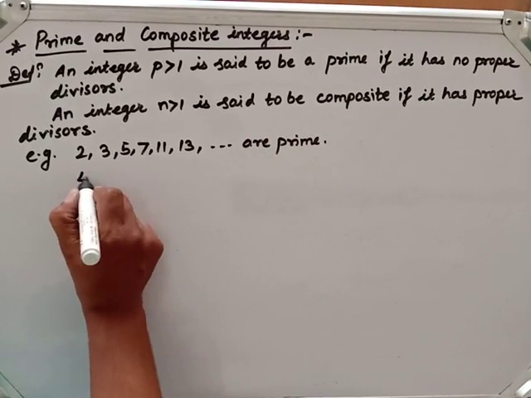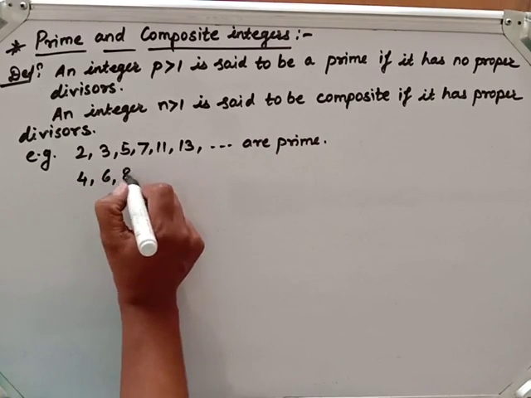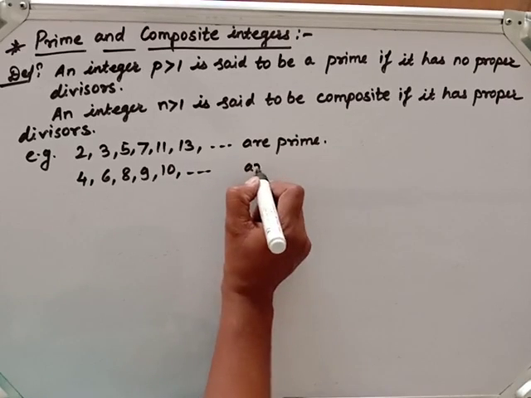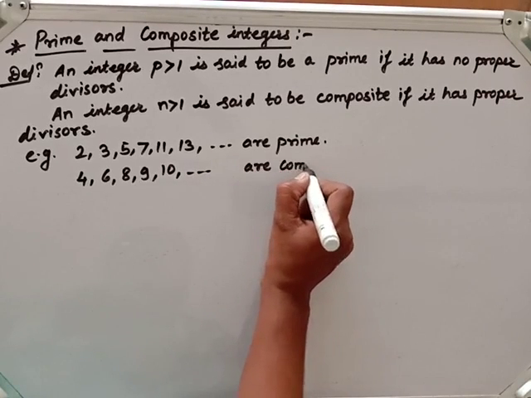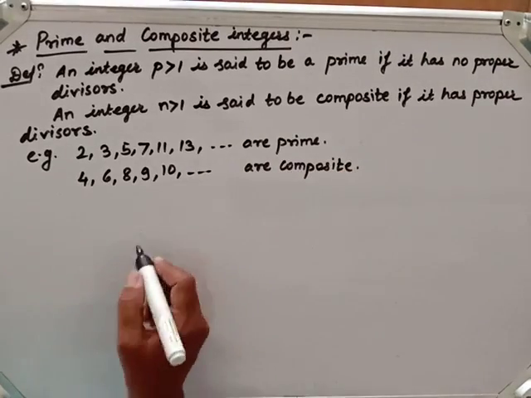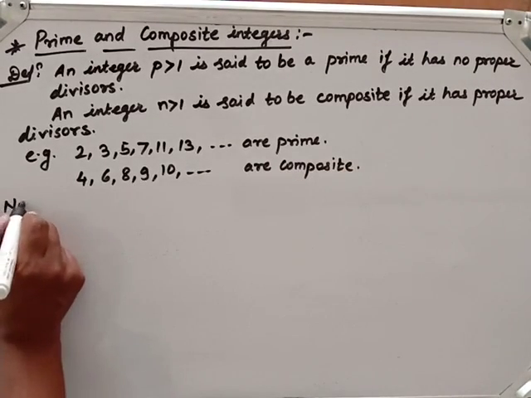While 4, 6, 8, 9, 10 and so on are composite. Fine. Now let us take some notes.